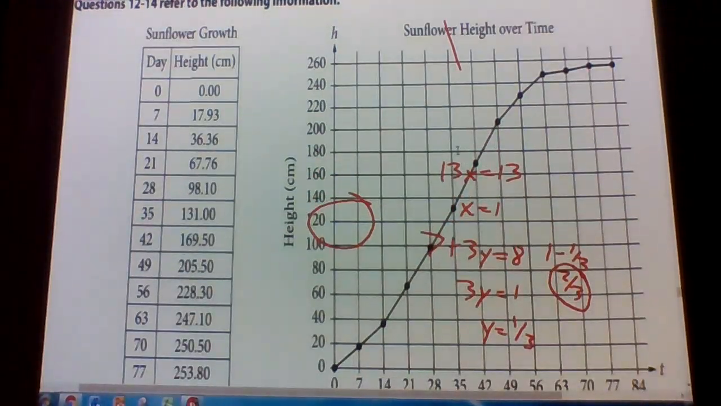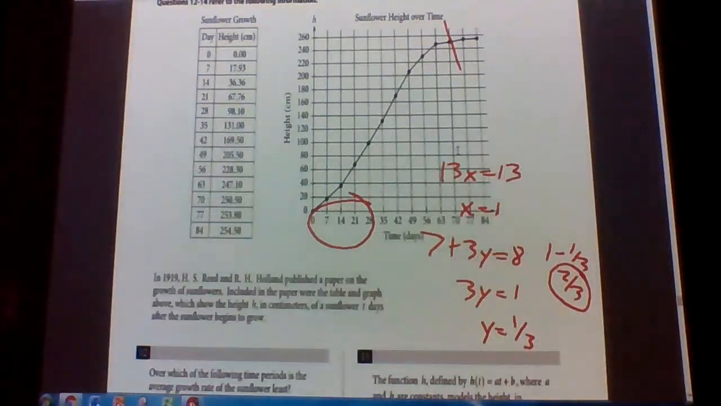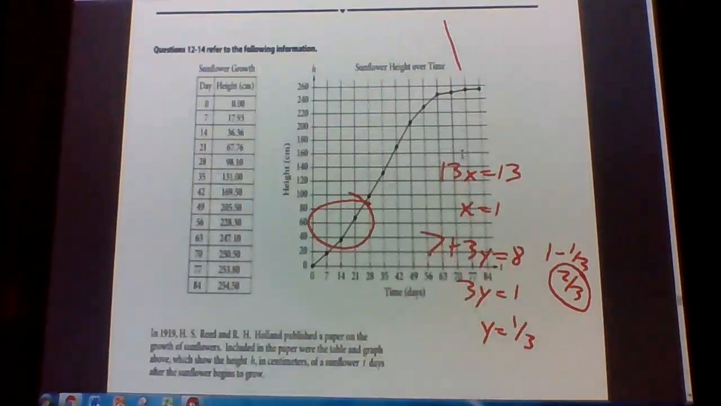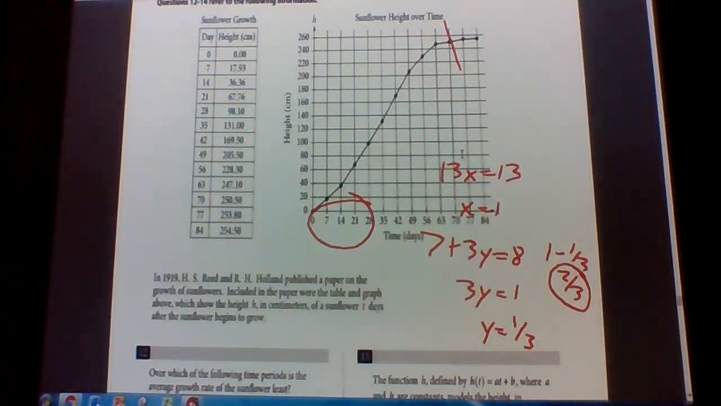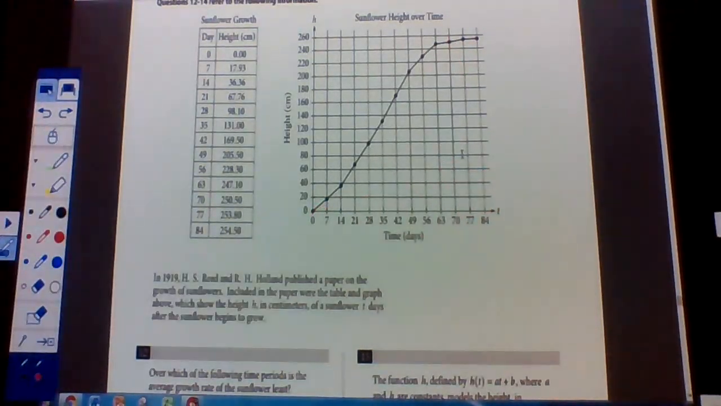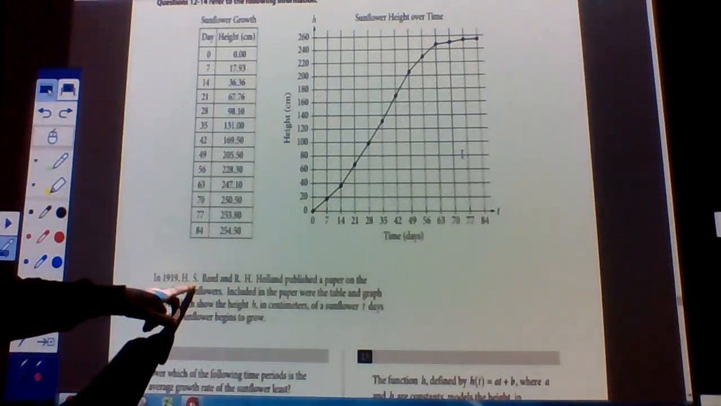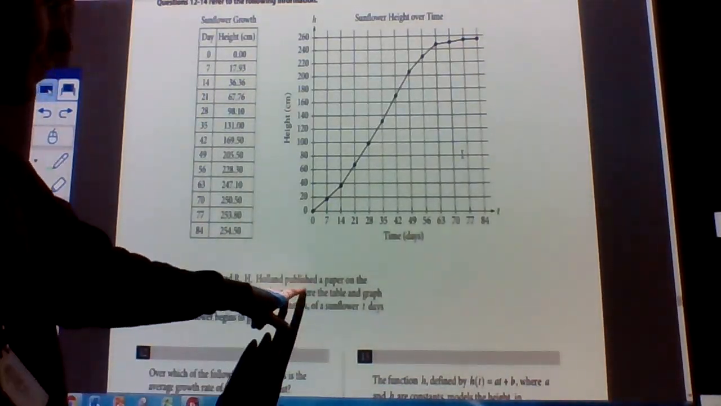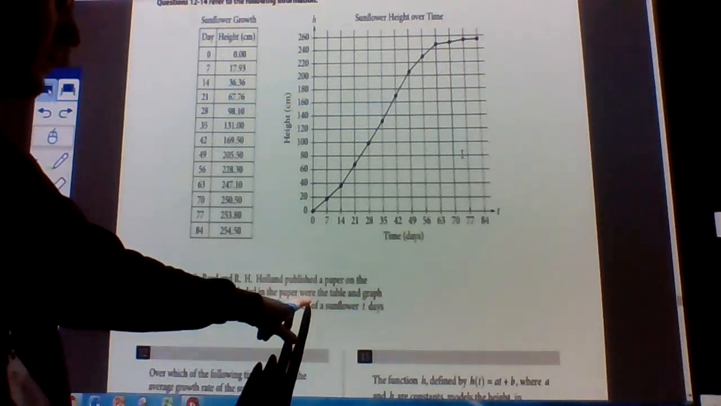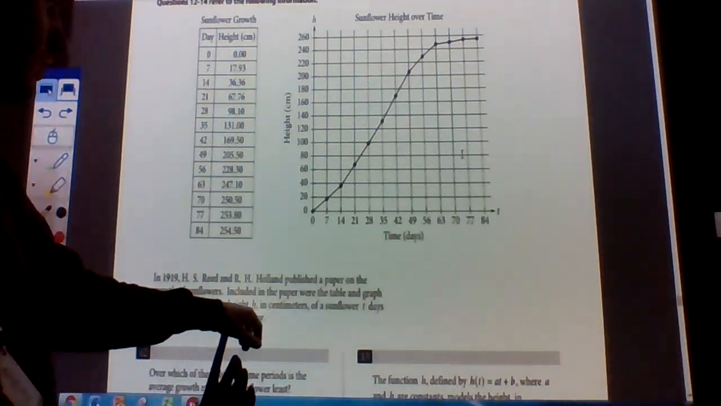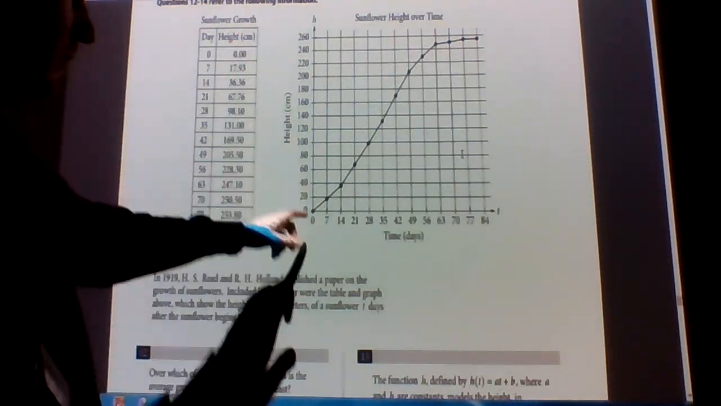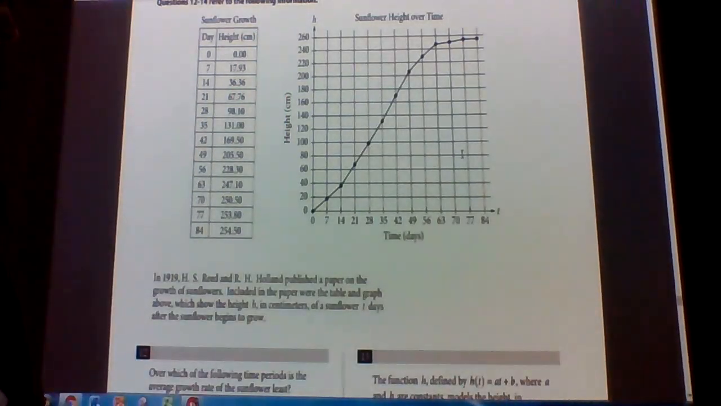Okay, I have to zoom out on this. Okay, 12 to 14 are referring to this graph here. In 1919, H.S. Reed and R.H. Holland published a paper on the growth of sunflowers. Included in this paper were the table and graph above, which show the height in centimeters and the time in days after the sunflowers began to grow.